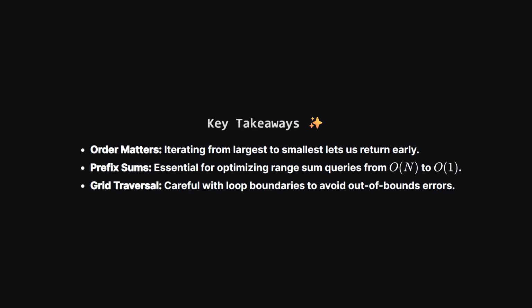So let's wrap it up. We learned that when looking for the largest something, sometimes it's best to start checking from the max possible size and work your way down. We also saw the power of prefix sums. They turned what would have been a very slow check into a fast one. And finally, grid problems are always a good exercise in managing your indices carefully.